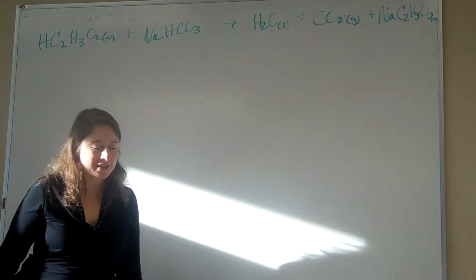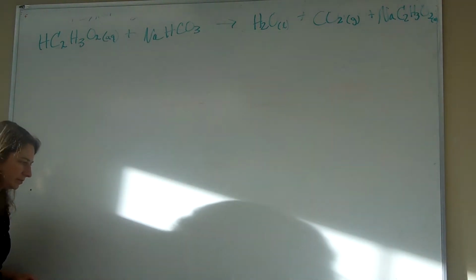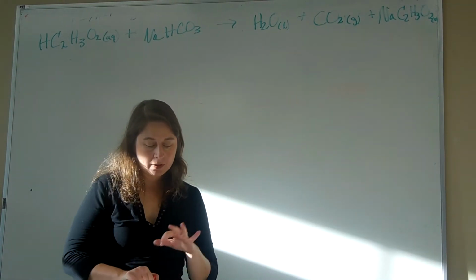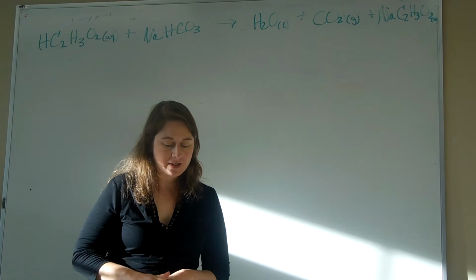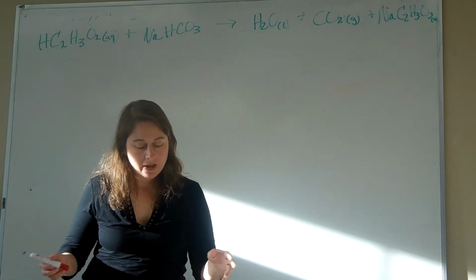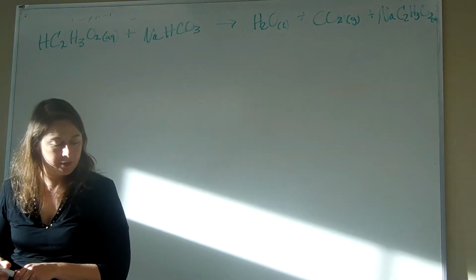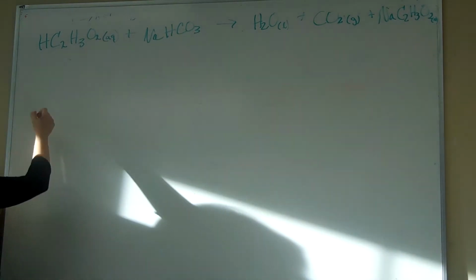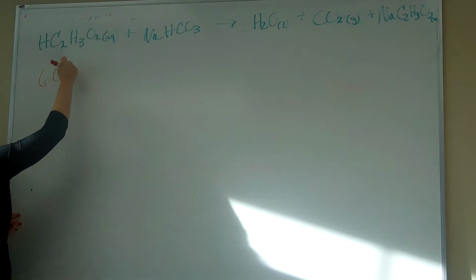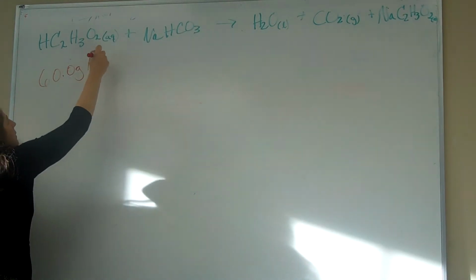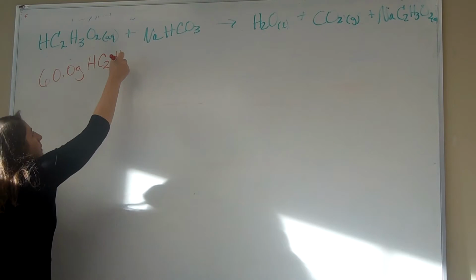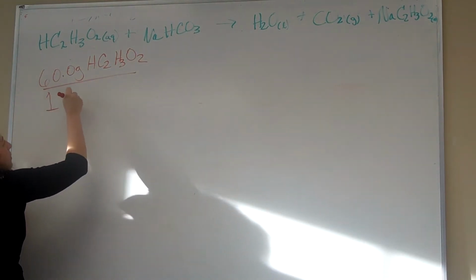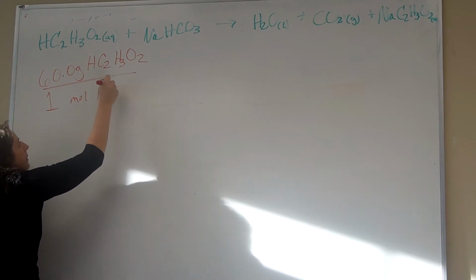So what do we have for the molar mass of acetic acid? 60.0 AMU. Okay, so one molecule of acetic acid has a mass of 60.0 AMU. But for the molar mass, we always want grams per mole. So you're going to write it as 60.0 grams of acetic acid per 1 mole of acetic acid.